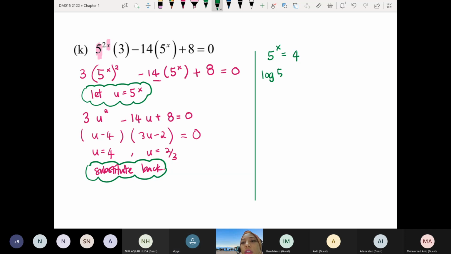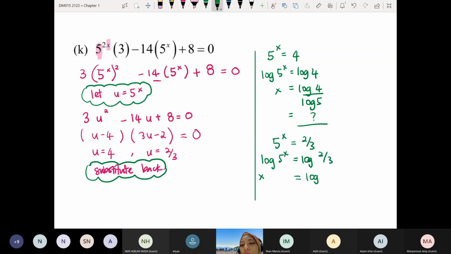Berapa jawapan? Okay, and then 5 to the power of x equals to 2 over 3. Sama juga, x equals log 2 over 3 over log 5. So dapat jawapan. Once you dapat jawapan, you check balik betul tak function itu bersamaan dengan kosong. So that's your final answer. Kalau tak dapat sama dengan kosong, kena reject salah satu. Okay? Alright, so I leave it to you.